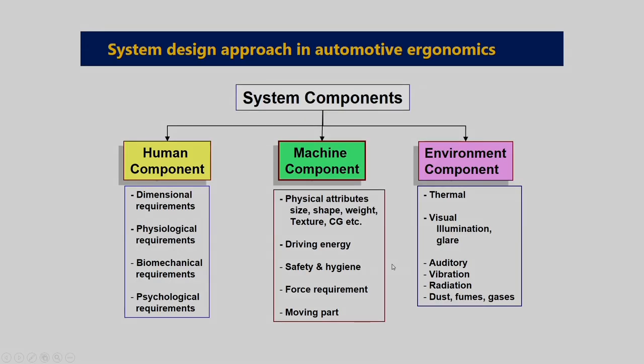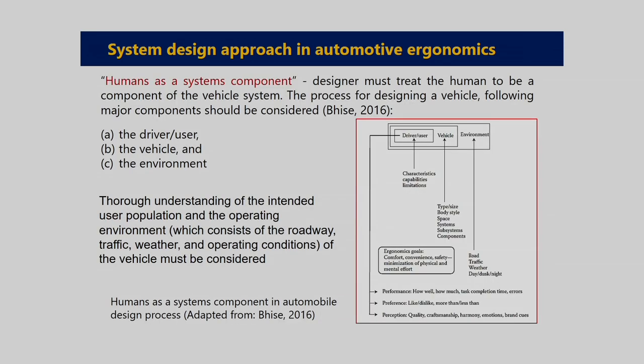Overall, when you are thinking about the whole system, we need to discuss these three components, their relationship, and how we can improve this interaction, and we have to understand that from the viewpoint of ergonomics. Now, human as a system component. Designers must treat the human as a component of the vehicle system also. In automotive design, human is also a prime component, as we mentioned earlier, the three components are the driver or user, the vehicle, and the environment.